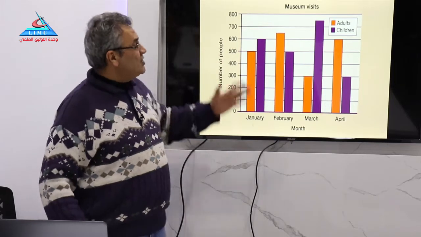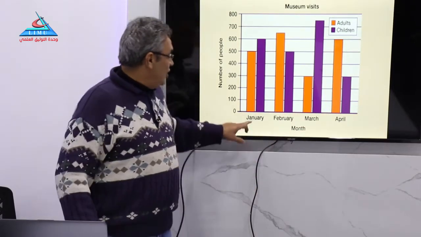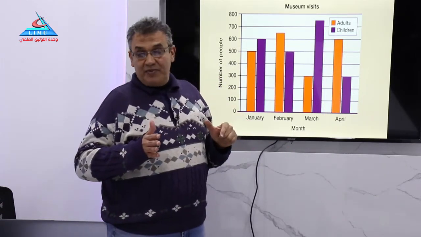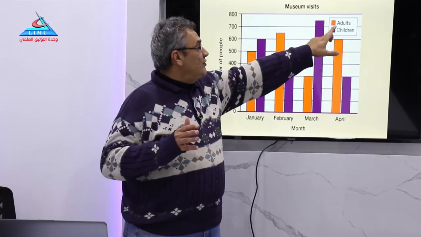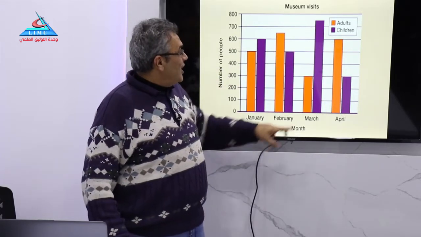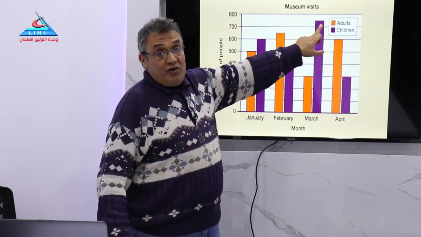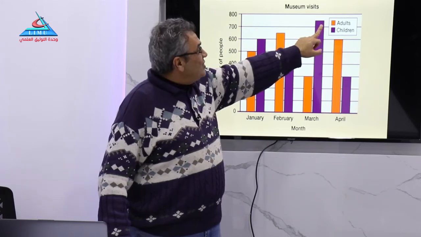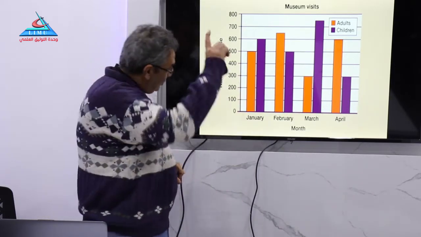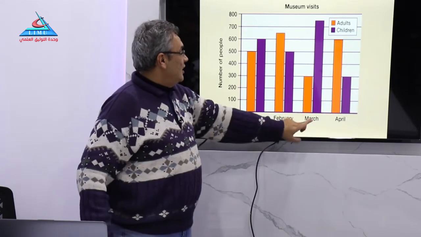For example, this is a museum visit. This museum evaluated their visitors in four months, January, February, March, April, based on the division of the visitors to adults, including male and female, children, including male and female. They found that the number of children that visited the museum was the highest in March, while the lowest in all four months was recognized in adults in March.